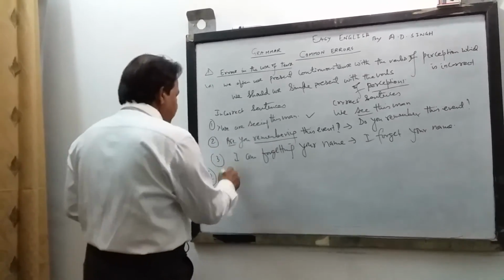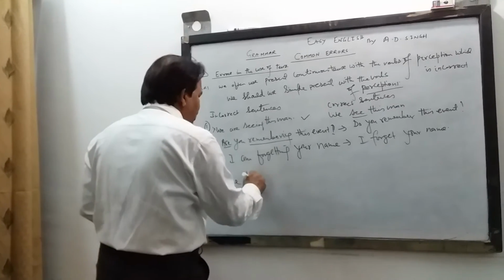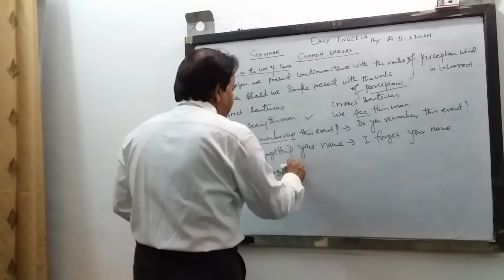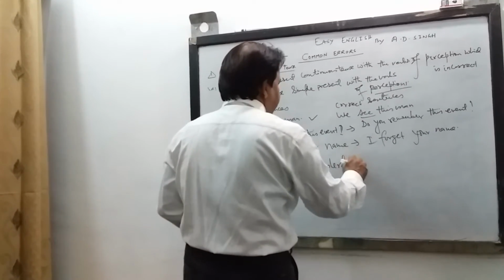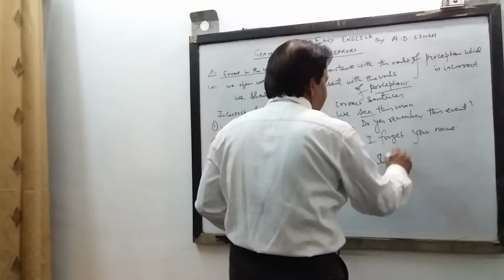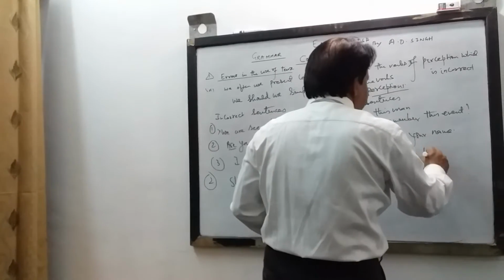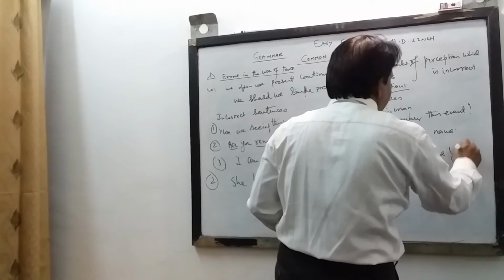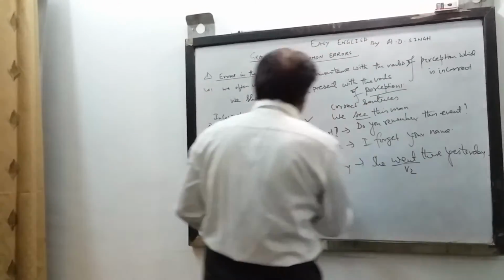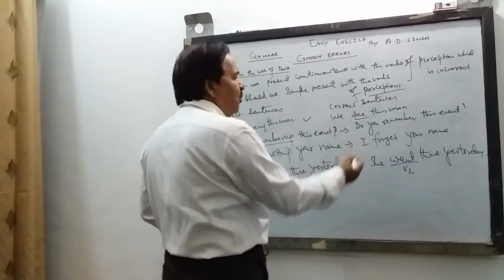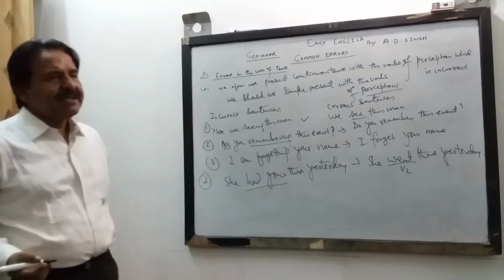So they say that she had gone there yesterday. This is wrong. We cannot write she had gone there yesterday. The right answer is she went there yesterday. We should write simple past tense. So instead of had plus V3, past perfect, we should write simple past.